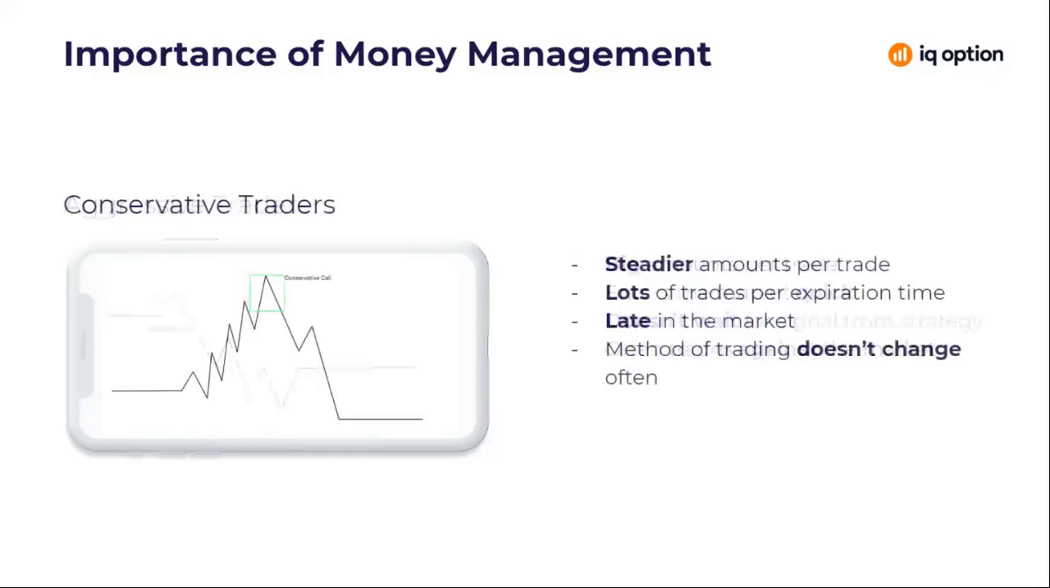Moving on to the conservative traders, it's exactly the opposite. We're taking, by the way, two extreme differences in characteristics, the aggressive and the conservative. So you see with the conservative, you're waiting too long. You do place steadier amounts per trade, but that doesn't necessarily mean that it's good, because you may be placing lots of amounts within the same expiration time.